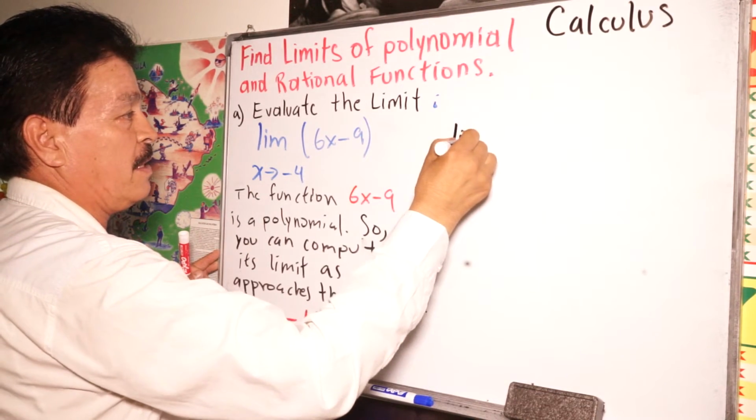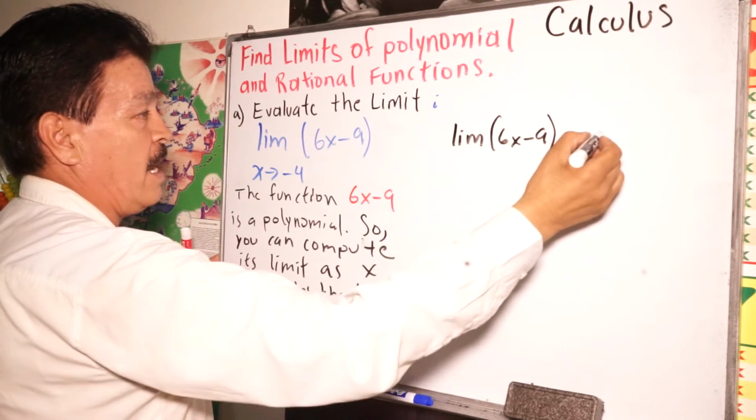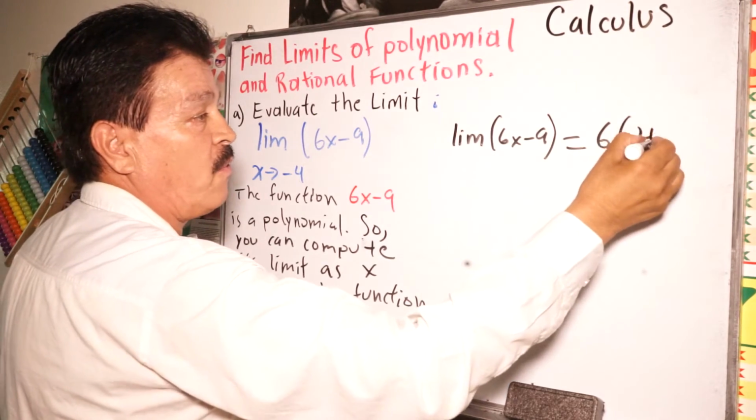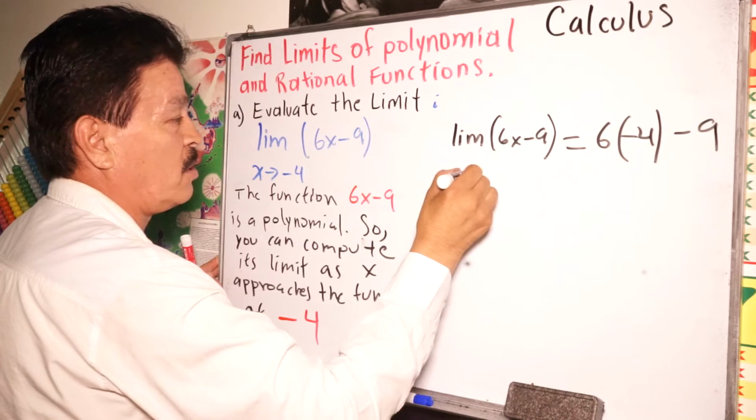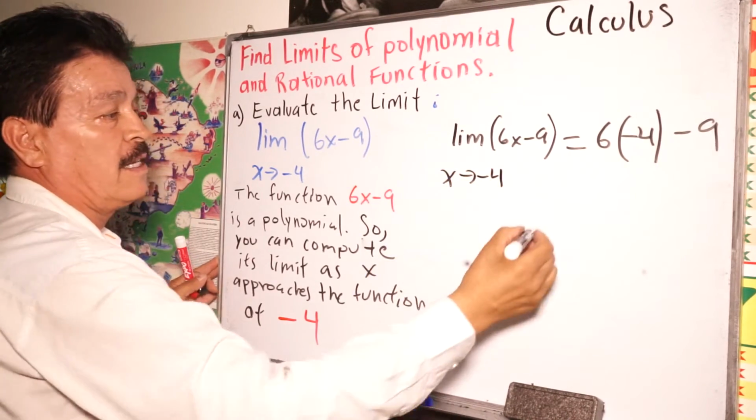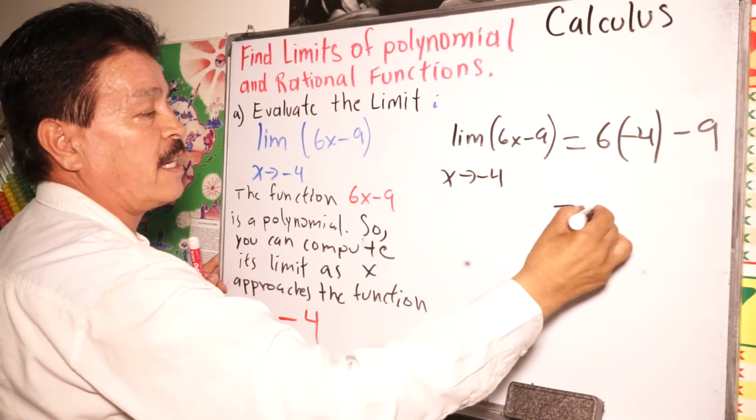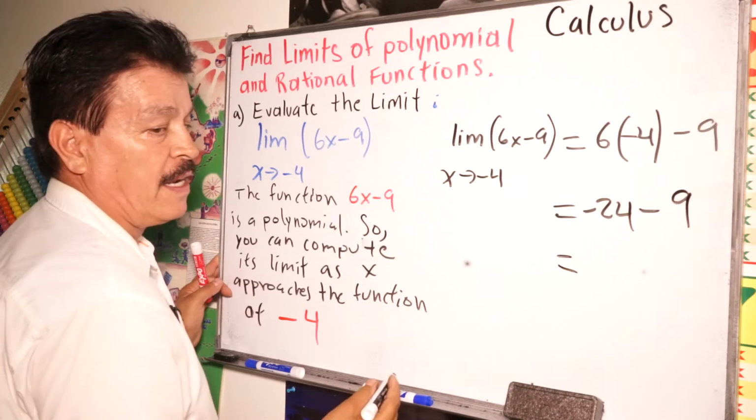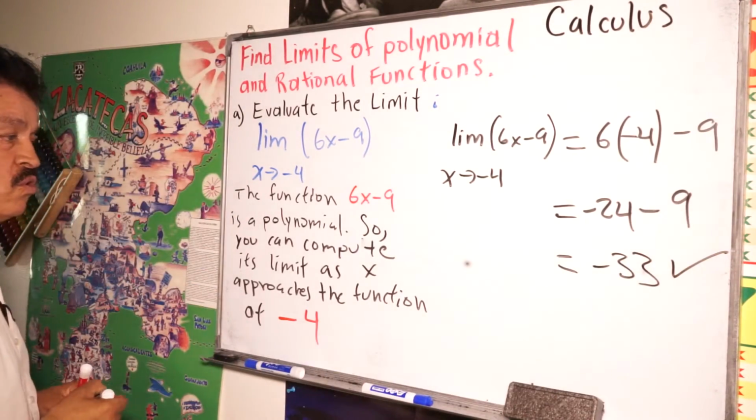Just write the limit of 6x minus 9 equals 6 times -4 minus 9, when x approaches -4. So this equals 6 times -4 is -24 minus 9. So you simplify here, it's -33. It is the solution of this problem.